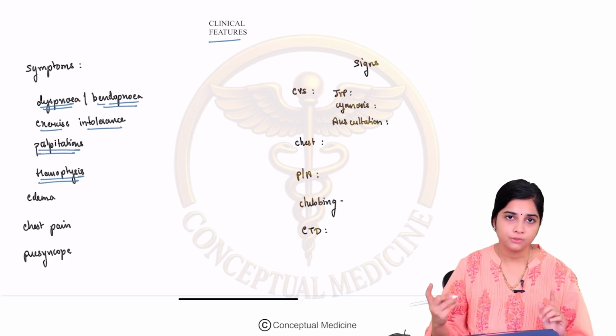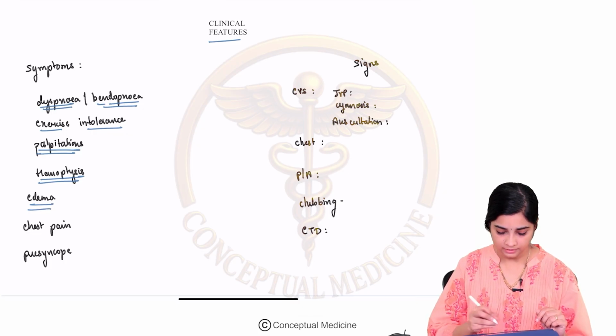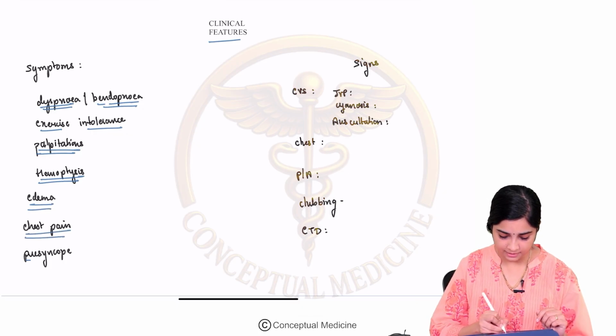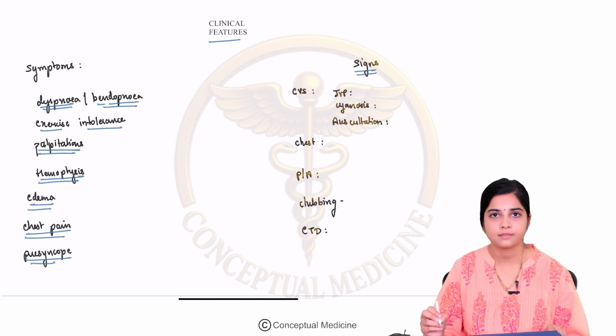And once the RV goes into failure, you will have anasarca or edema. They can have non-specific chest pain and pre-syncopal episodes as well. Now let us look at the signs.